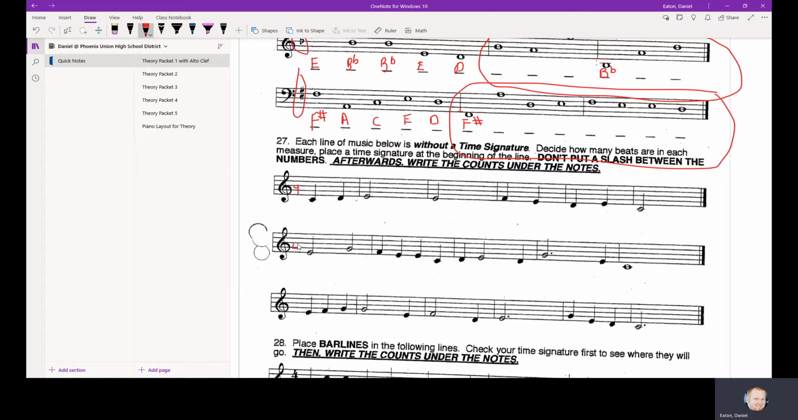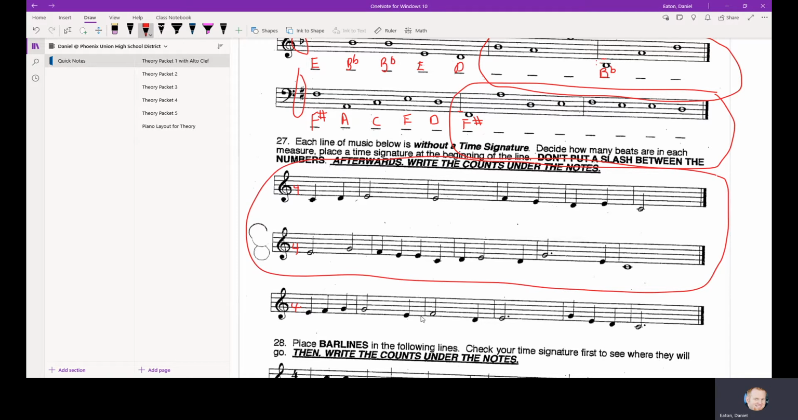Everything, the bottom number is going to be 4, okay? I'll probably do this example and leave you guys to do these 2 examples. You guys are going to do those 2. I'm going to do this one with you.